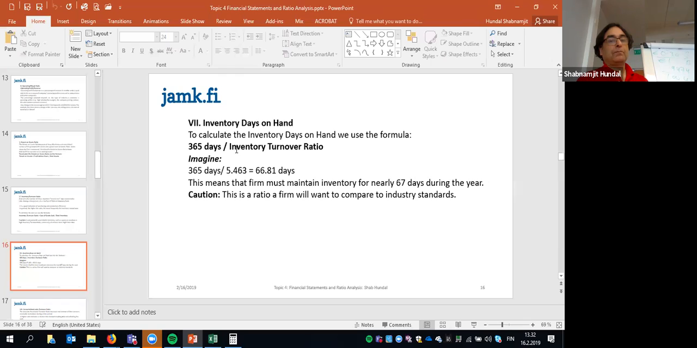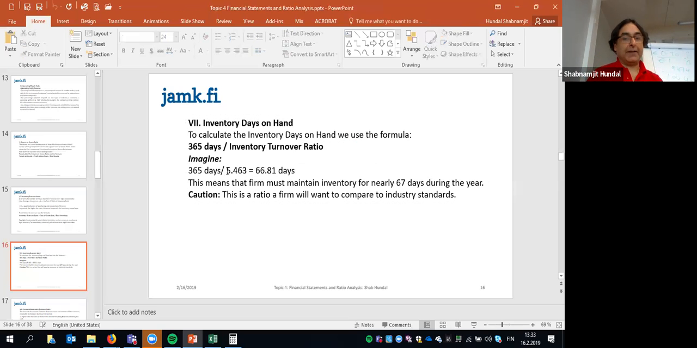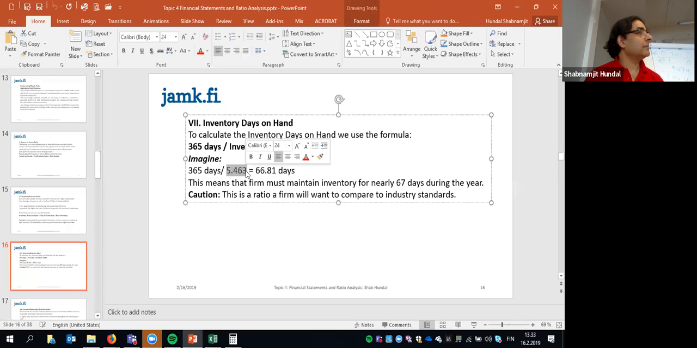A company whose inventory ratio is high is a sign of more activity. And when you divide 365 by a large number, the result will go down. Are you with me? You can't change 365 days, they will remain 365. But if the ratio becomes bigger, then this number would be smaller.